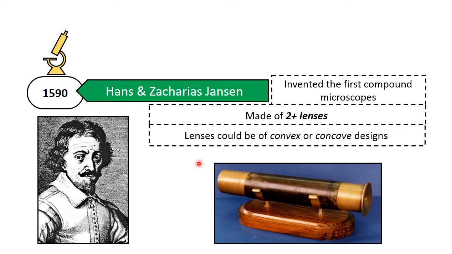The lenses could be convex or concave. Most of the compound microscopes we use today are two convex lenses, but some of them, for example, Galileo, used some concave designs as well.